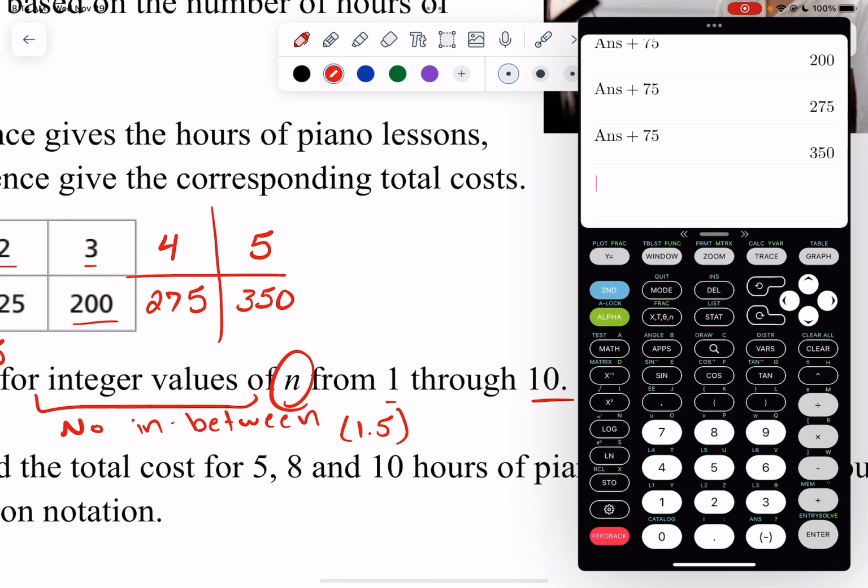We're just continuing the table. 6th term, enter again, 425. 7th term, enter again, 500.